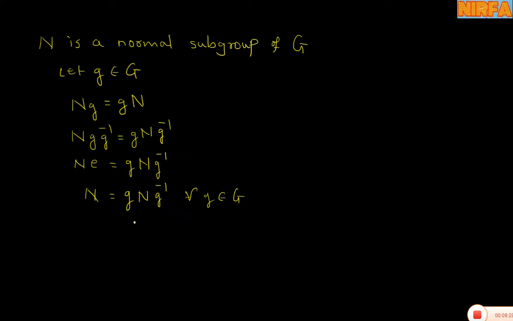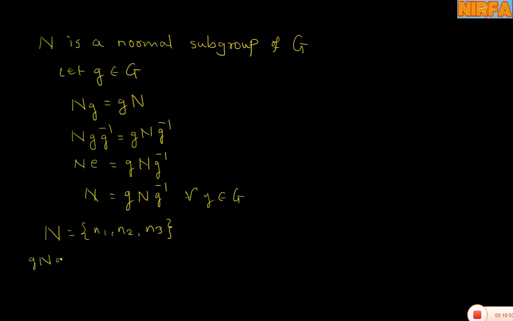Now, suppose, to elaborate this, I am considering this N containing 3 elements for the sake of simplicity: n1, n2 and n3. These are the elements of this N. Now, I would like to construct this set g N g inverse. So I am multiplying g from the left and g inverse from the right.